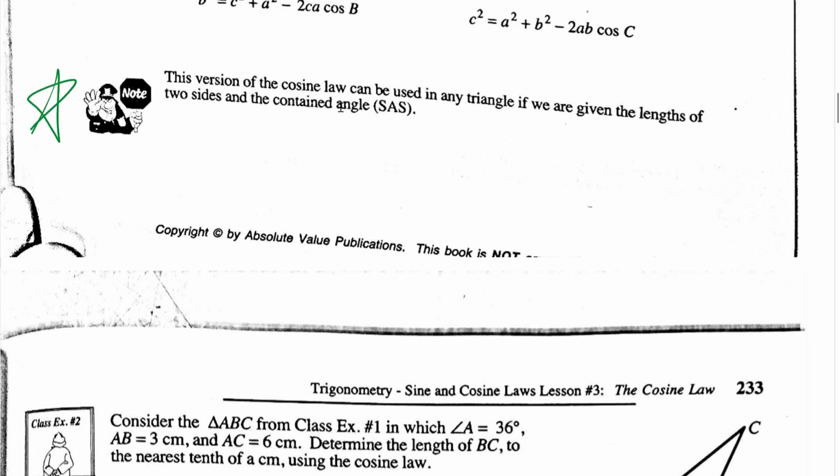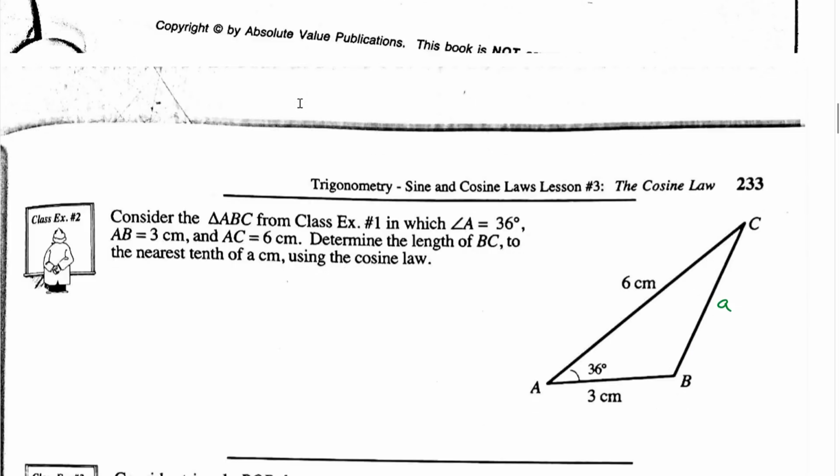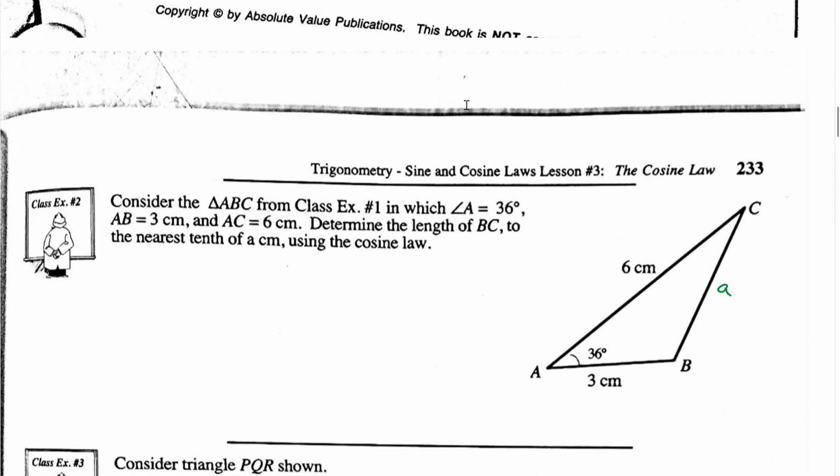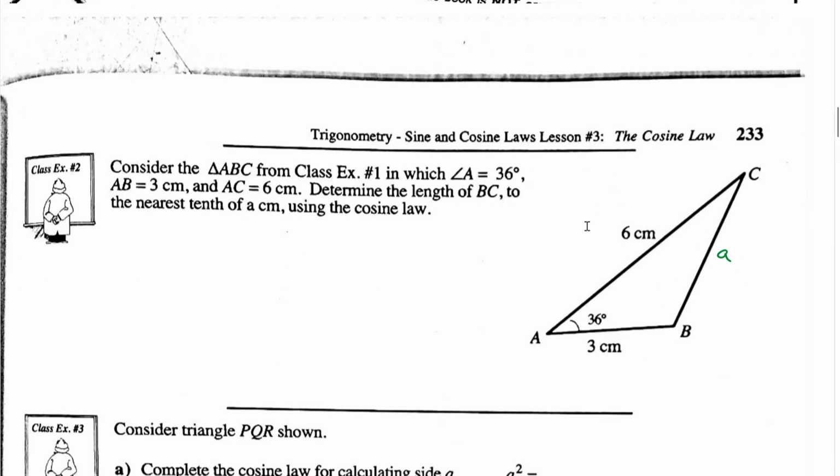It says, this version of the cosine law can be used in any triangle if you are given the lengths of two sides and what's called a contained angle. So this is called a side angle side triangle. So if you look at example 2 here, you have two sides and you have an angle sandwiched in between those two sides. So that's what we call a side angle side triangle. And that's going to be an indicator on when to use the cosine law as opposed to the sine law. But more on that later.